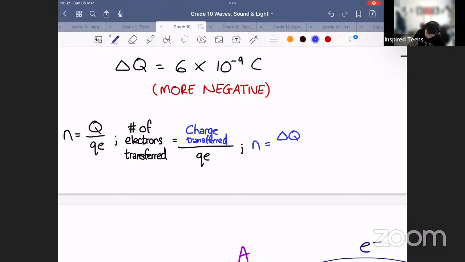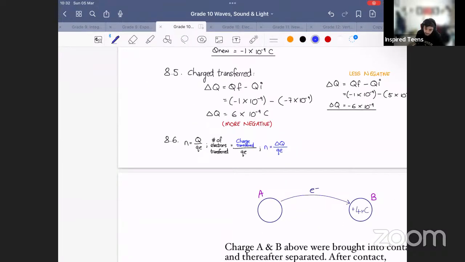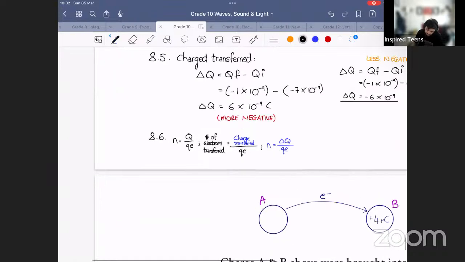Divided by QE, which is a constant. Okay, I hope that is making sense.